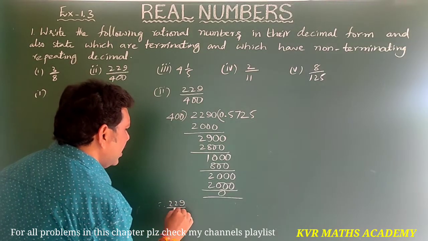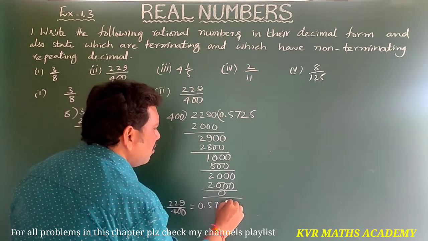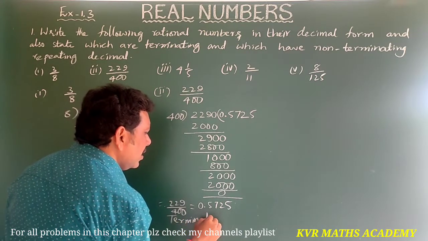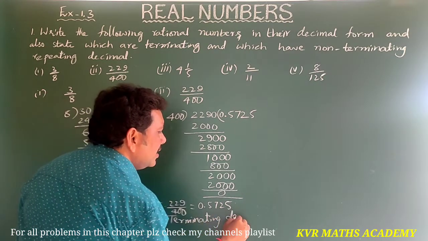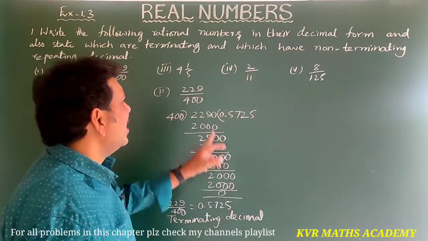Therefore, 229 by 400 is equal to 0.5725. So it is a terminating decimal. Understood clearly? Yes. Coming to the third one.